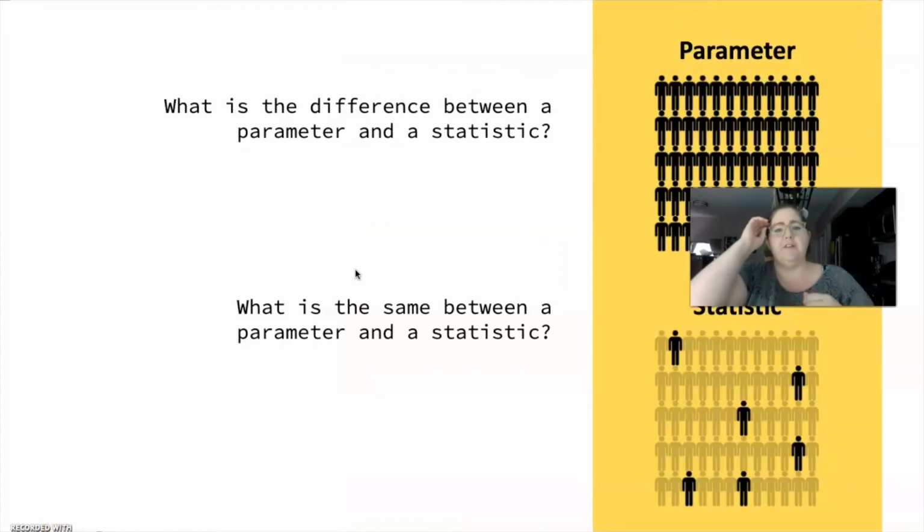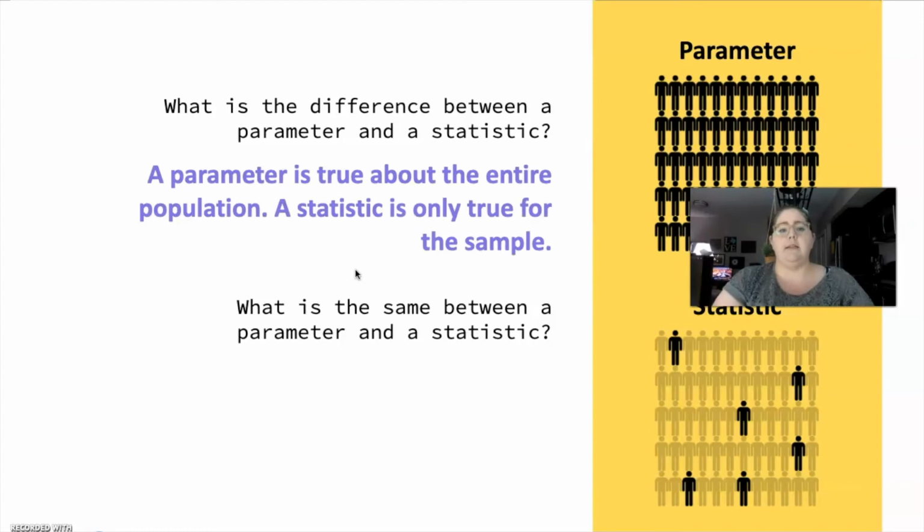And then as a side note, the difference between a parameter and a statistic. So these are probably newer words to you, maybe not as familiar. A parameter and a statistic. A parameter is what's true about the entire population, and a statistic is only true for a sample. So I like to remember it as parameter and population both start with a P. So population, parameter, statistic and sample both start with an S. So sample, statistic. So population, parameter, sample, statistic.